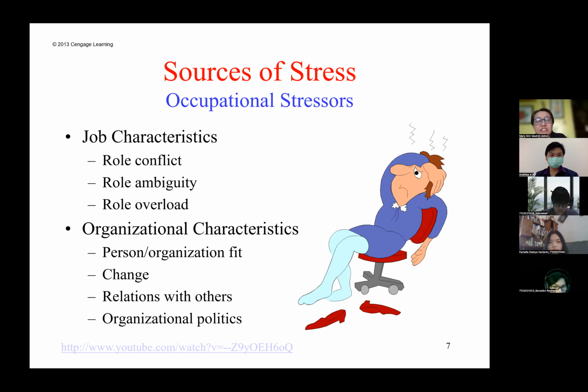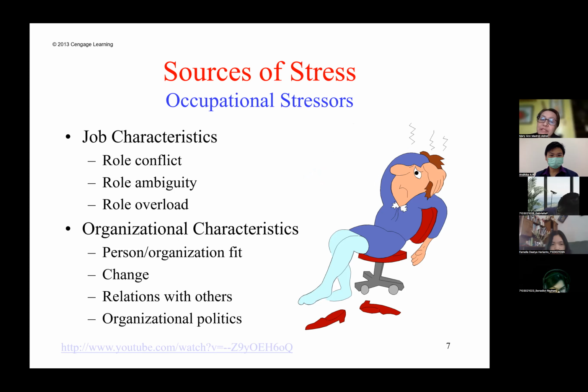Sources of stress coming from occupational stressors. So like, for example, you talk about the job characteristics. You talk here about the nature of the job itself. So the job characteristics, specifically role conflict. The job of one, no, requires him or her to perform different or seemingly opposite goals or opposite intentions.